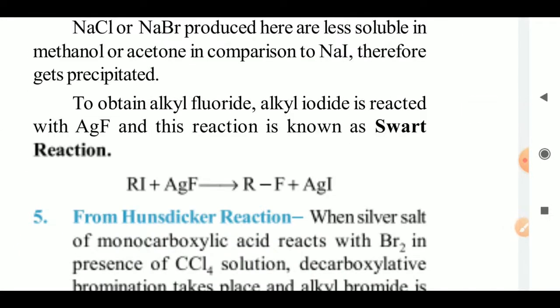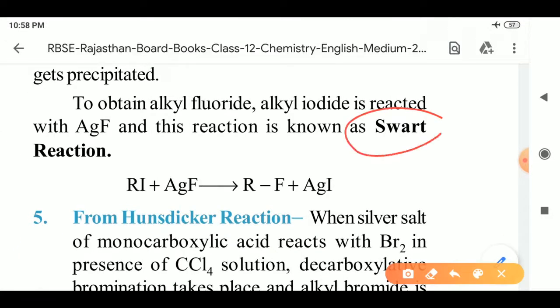Its next part is known as the Swarts reaction. In this reaction, alkyl chloride or alkyl bromide are converted into RF. That means alkyl chloride or alkyl bromide is reacted with AgF. Here AgF is a metallic fluoride. Silver is a metal, and AgF is a metallic fluoride.